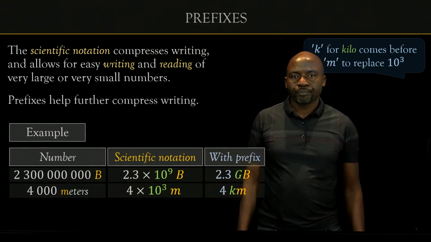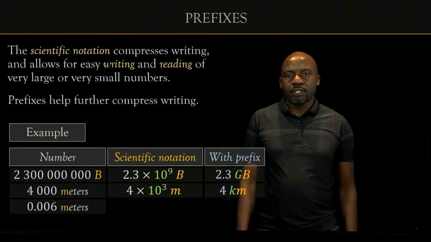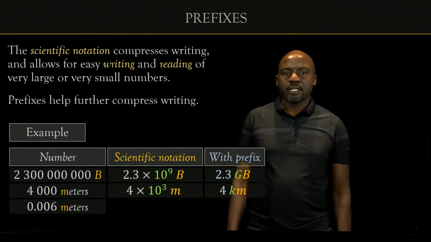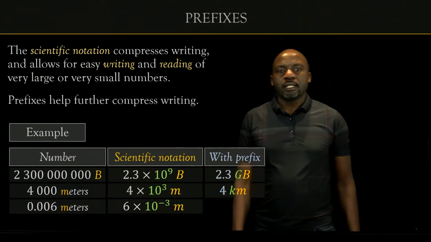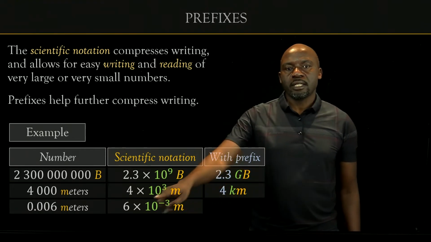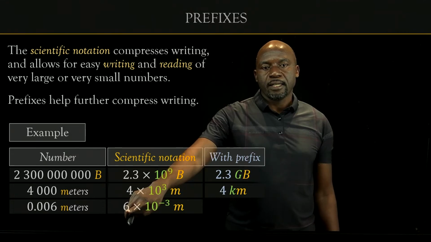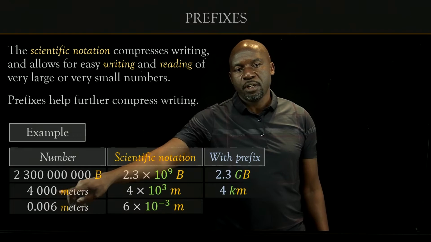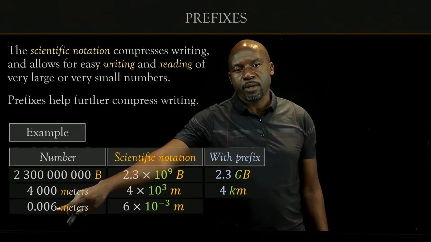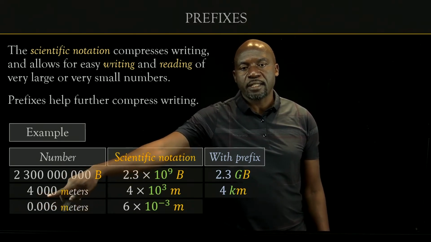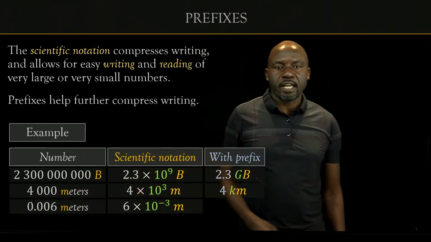One more example. We have 0.006 meters again. We can express this in scientific notation as 6 multiplied by 10 to the power of -3. Remember, this number must lie between 1 and 10. Okay, and then we check how many decimal places we've moved. We've moved 3 decimal places so that the decimal point comes in front of 6. All right, and because the number we are expressing in scientific notation is less than 1, the exponent is going to be negative.